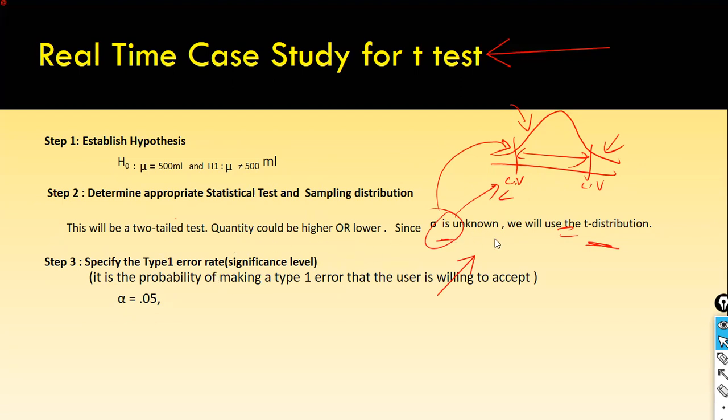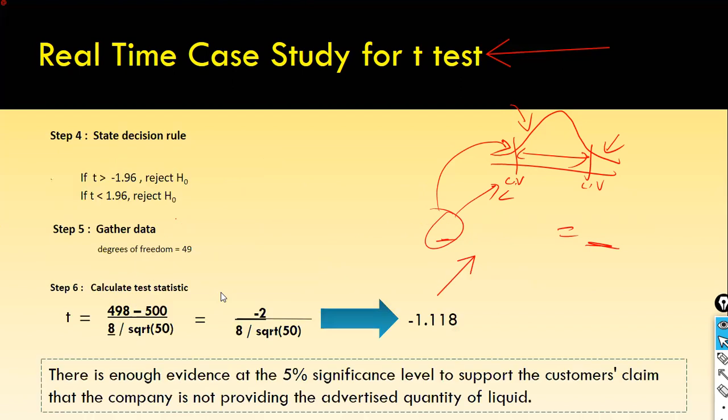And also the sigma is not known, hence we will have to use the t distribution. And alpha value, it is the probability of making type 1 error. So we'll see what type 1 error is, that the user is willing to accept. So there is a 5% chance that even the true null hypothesis can get rejected. So then it is fine. There will be a risk, right? It is kind of a risk. How much risk are we going to take? That's all. Next one is the decision rule.